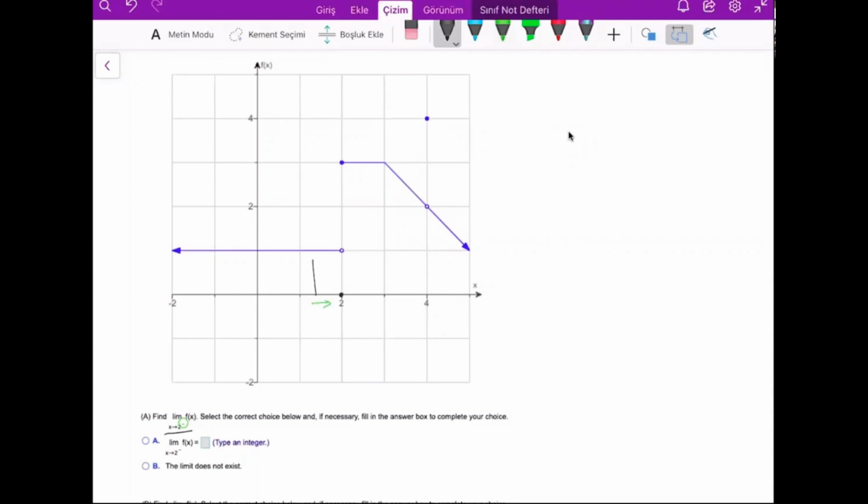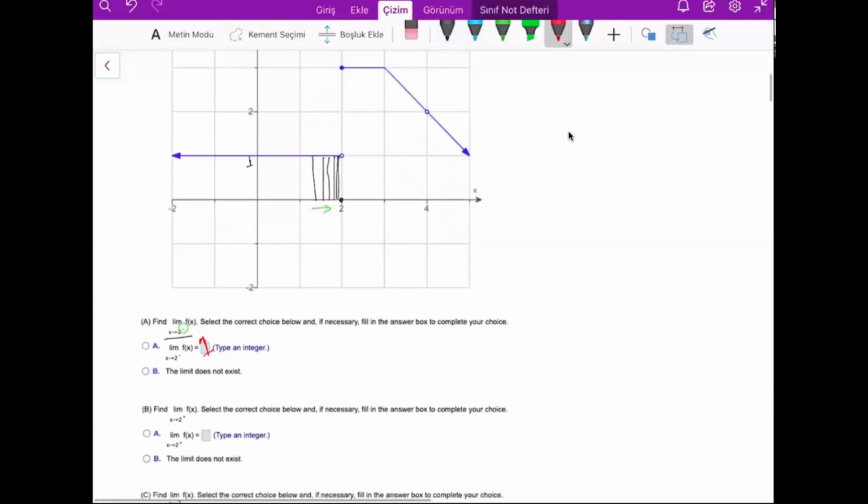Okay. So what is the function value? At that point, the function value is 1. At that point, the function value is again 1. So we approach 2 step by step, and we always find the value 1. So when x approaches 2 from the left side, this limit is 1.